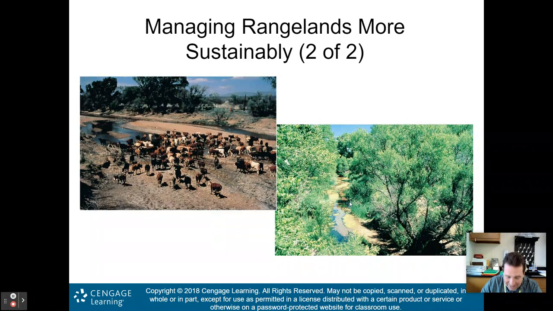Here on the right is the exact same river valley. Ten years later, secondary succession has caused it to rejuvenate. And now you have what it looked like before the cattle overgrazed it. So again, something we can clap our hands about, right? This is a positive story.